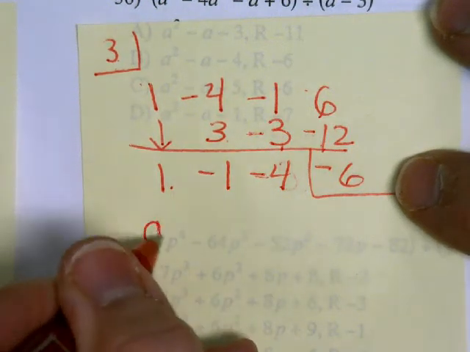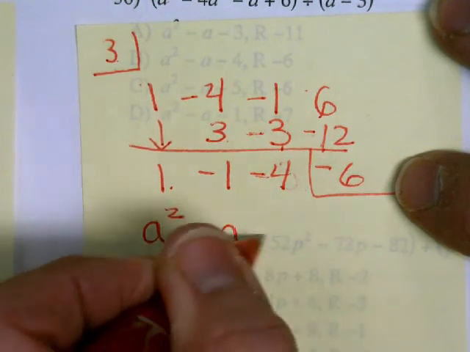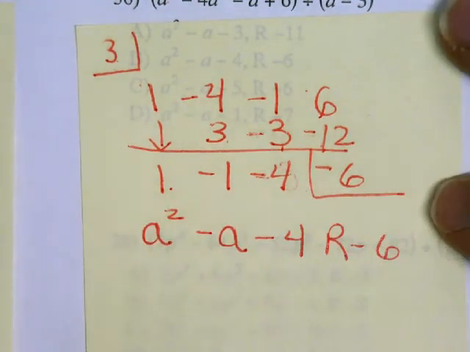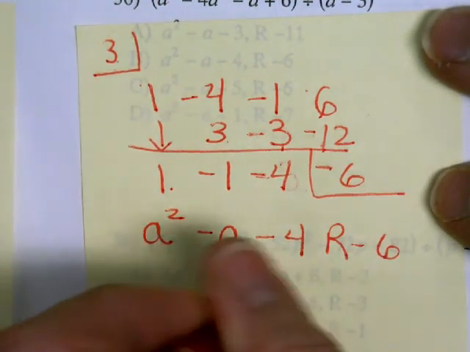Just know how to write this out. It's a again, a squared minus a minus 4, remainder -6. So that was close, close, close. D is the answer.